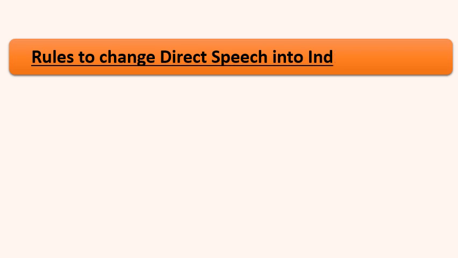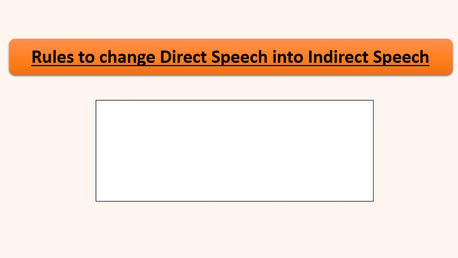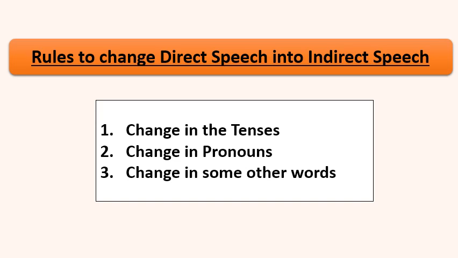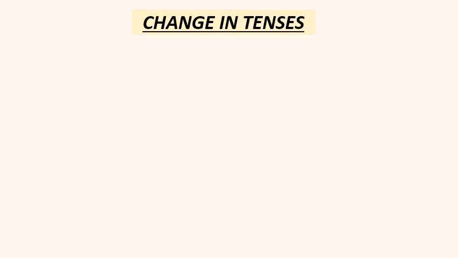Students, so now let us see rules to change direct into indirect speech. Mainly there are 3 types of changes when we change the sentences of direct speech into indirect speech. They are number 1, change in the tenses, number 2, change in pronouns, number 3, change in some other words. Fine. So let us look into each of them in detail. So let us take the first type, that is change in tenses.